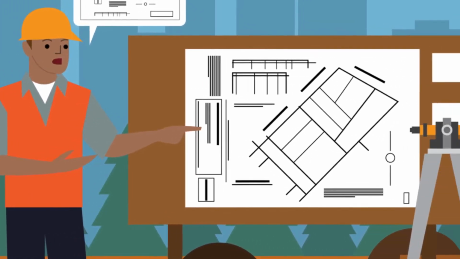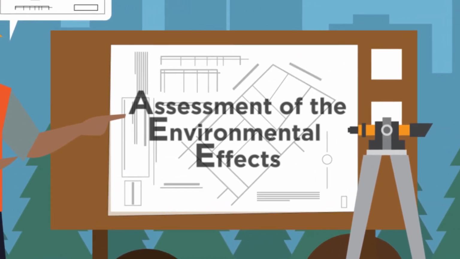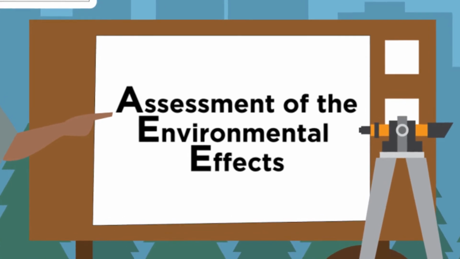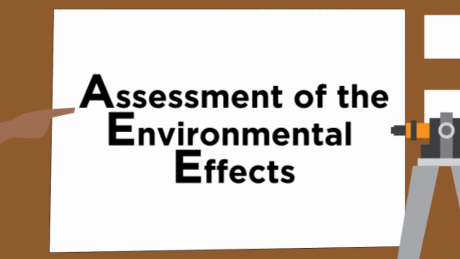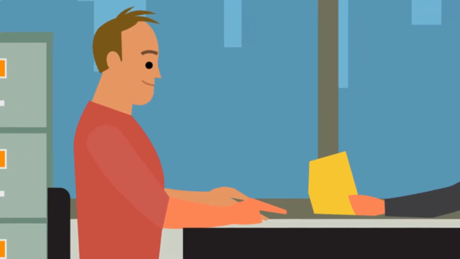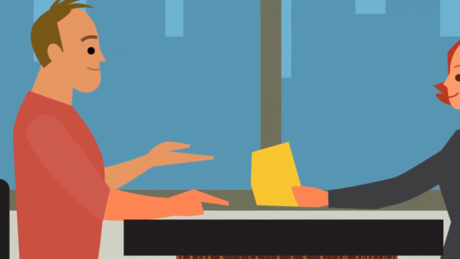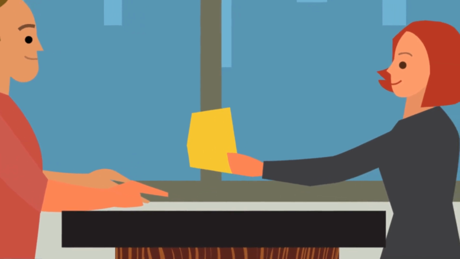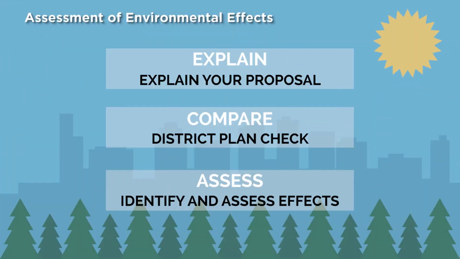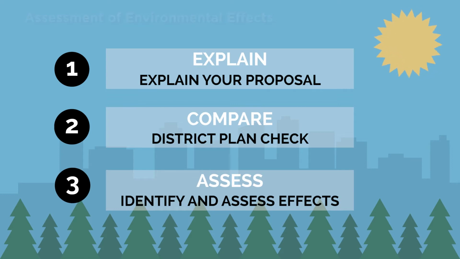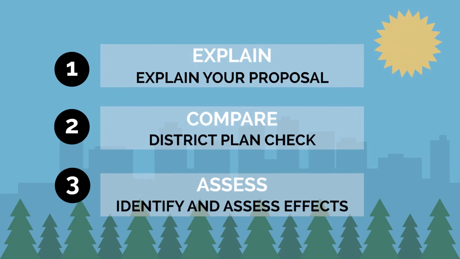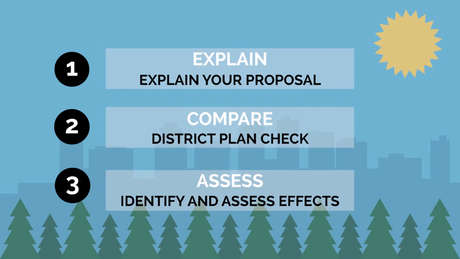One of the most important things you'll need to provide is an assessment of the environmental effects, an AEE. You can ask a consultant planner, surveyor, or architect to prepare this for you. If the proposal is small in scale, you may wish to prepare this yourself. Council planners can give you guidance on this. An AEE describes the effects of your proposed activity on the surrounding environment and on your neighbours. The complexity of your assessment will depend on the scale of your proposal.